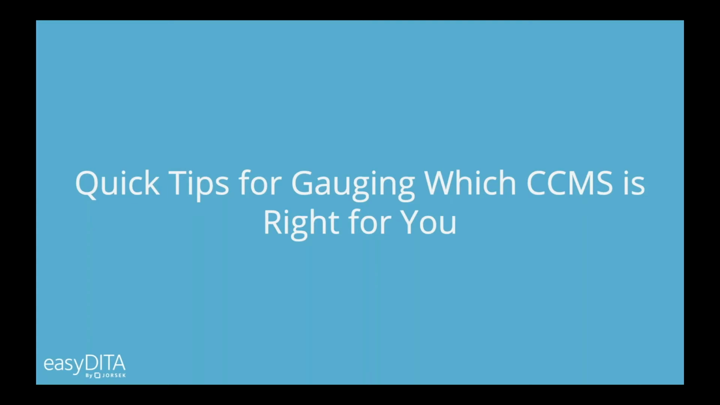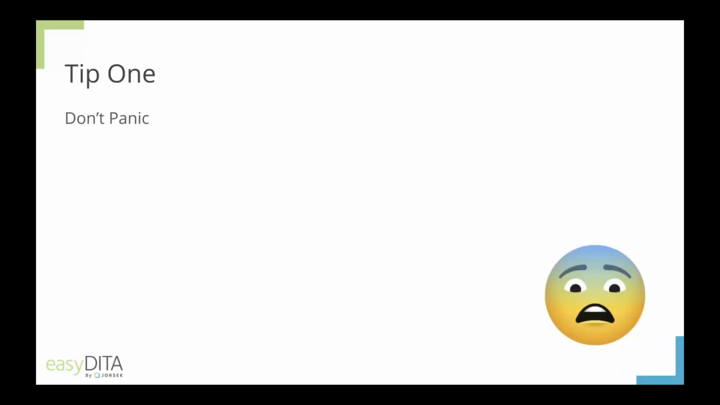Okay, so some quick tips for gauging which CCMS might be right for you. Tip 1, don't panic. Take a deep breath and relax a little bit. If you need to, stop, have a glass of wine, think about some things for a while, mull this over. Just don't panic. This has become my mantra when I'm engaging with trainings or doing even presentations, because a DITA CCMS can seem, and shopping for a DITA CCMS can seem overwhelming. So tip 1 is just don't panic.